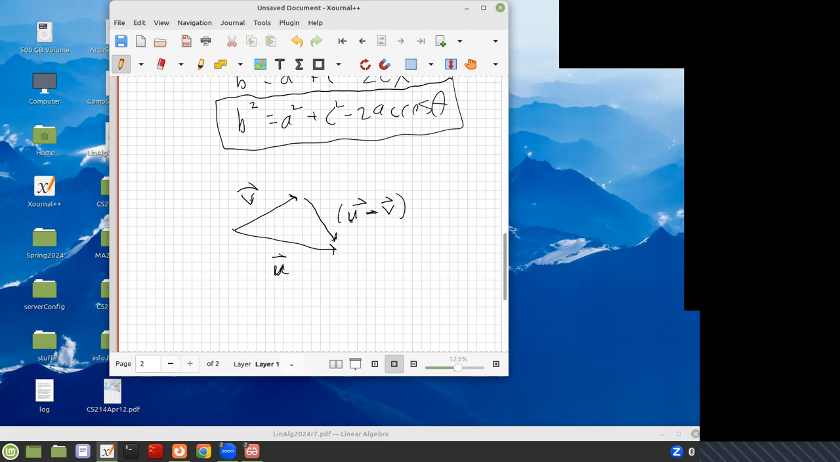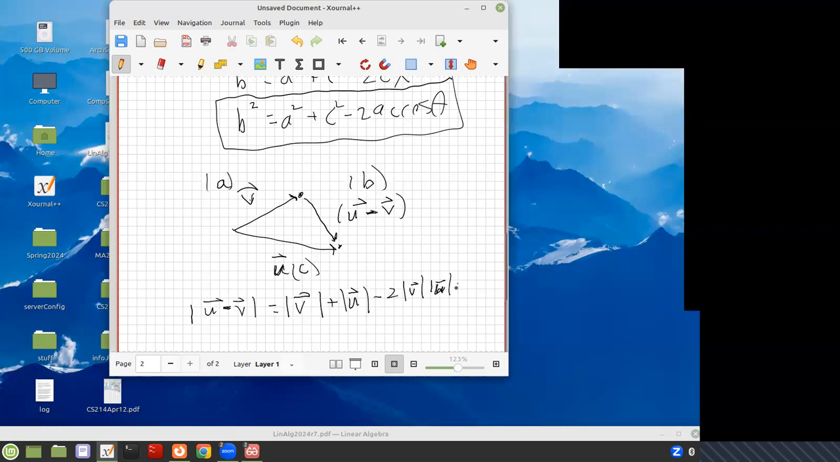So the difference of two vectors is the vector that points from the second one to the first one. If I apply these lengths here, this is like the B, this is like the A, and this is like the C. So I end up with this formula: the length of U minus V, which is like B, equals the length of V, which is A, plus the length of U, which is like C, minus 2 times the length of V, the length of U, times the cosine of the angle between the two vectors.